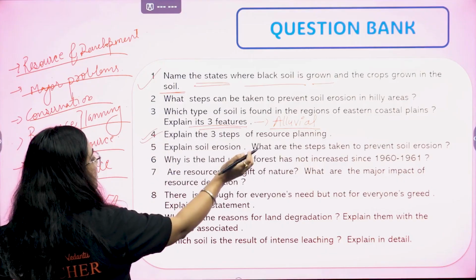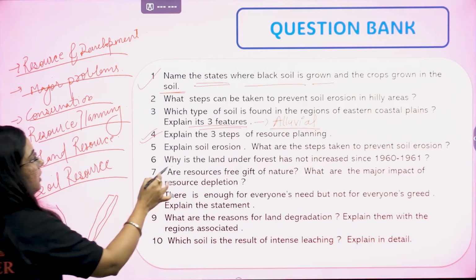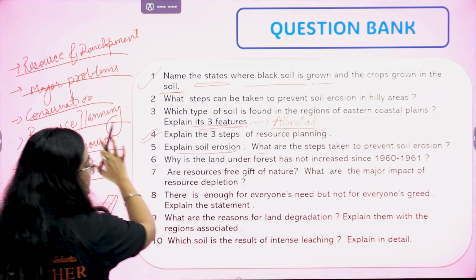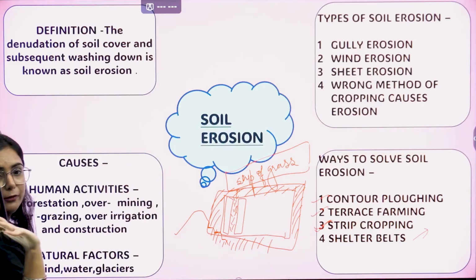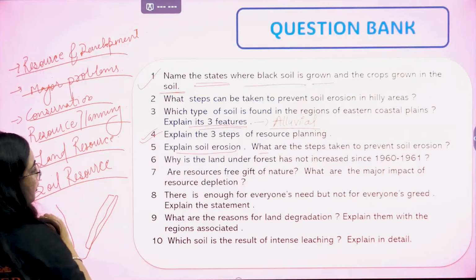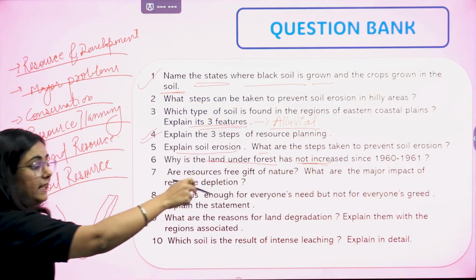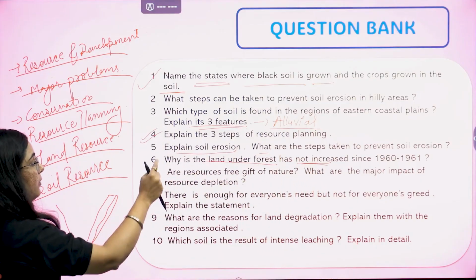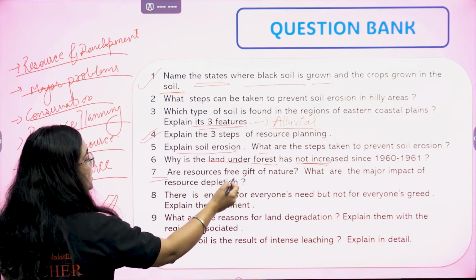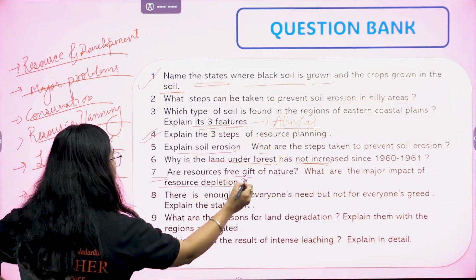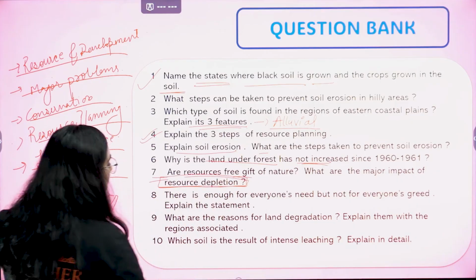Explain the three steps of resource planning. This is a very direct question. Explain soil erosion and the steps taken to prevent it. This is the chart. Everything you need about soil erosion you will get from here. Land under forest has not increased since 1960-61. In the video you can see our resources are a free gift of nature. Tell the major impact of resource depletion.